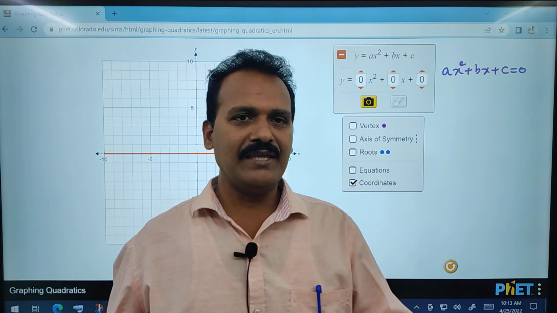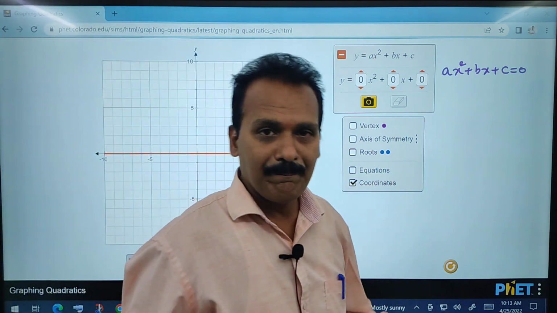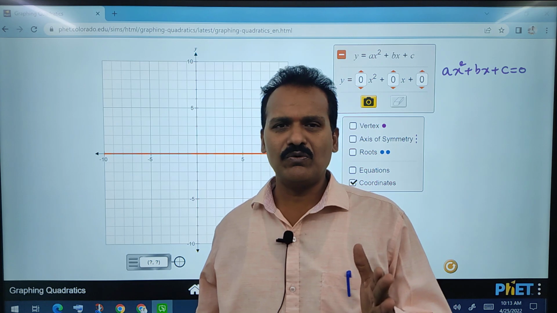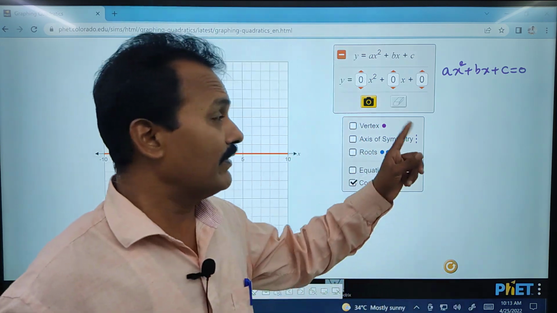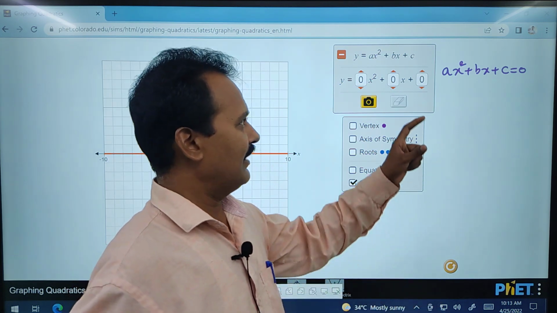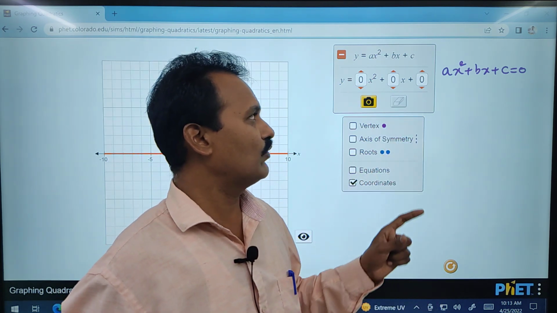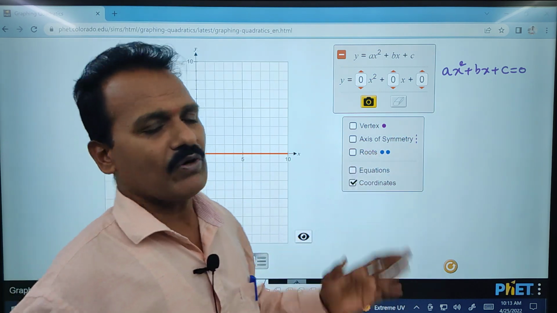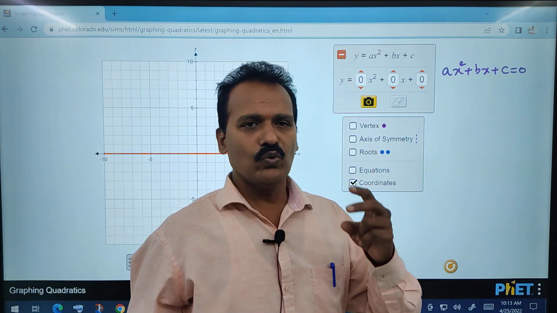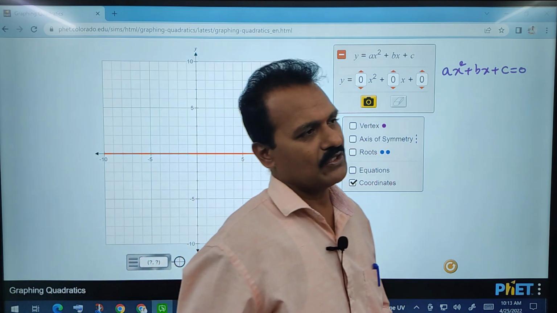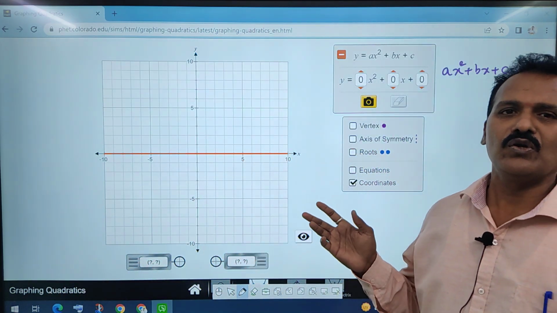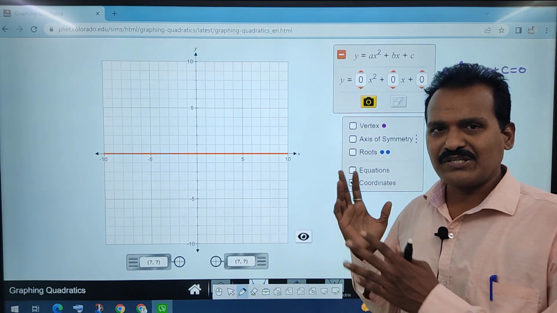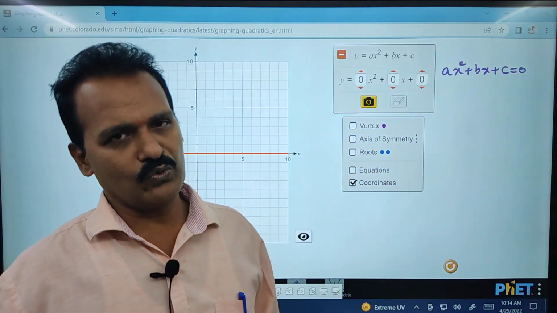In this, a is the x² coefficient, b is the x coefficient, and c is the constant. The x² coefficient a is called the leading coefficient. For every quadratic equation, there will be two roots. Roots are the values of x which, when substituted, make the entire equation 0. The values that satisfy the given equation are called roots.